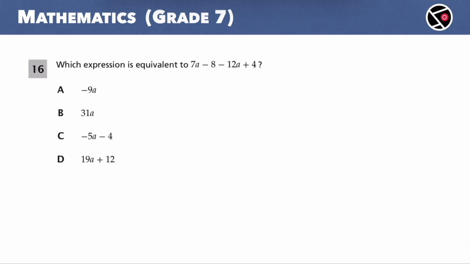Problem 16. Which expression is equivalent to 7a minus 8 minus 12a plus 4? Let me rewrite the expression. We have 7a minus 8 minus 12a plus 4. So we have similar terms here, 7a and minus 12a. 7a minus 12a gives me minus 5a. We have a second set of similar terms, minus 8 plus 4. Minus 8 plus 4 is minus 4. C is our choice.